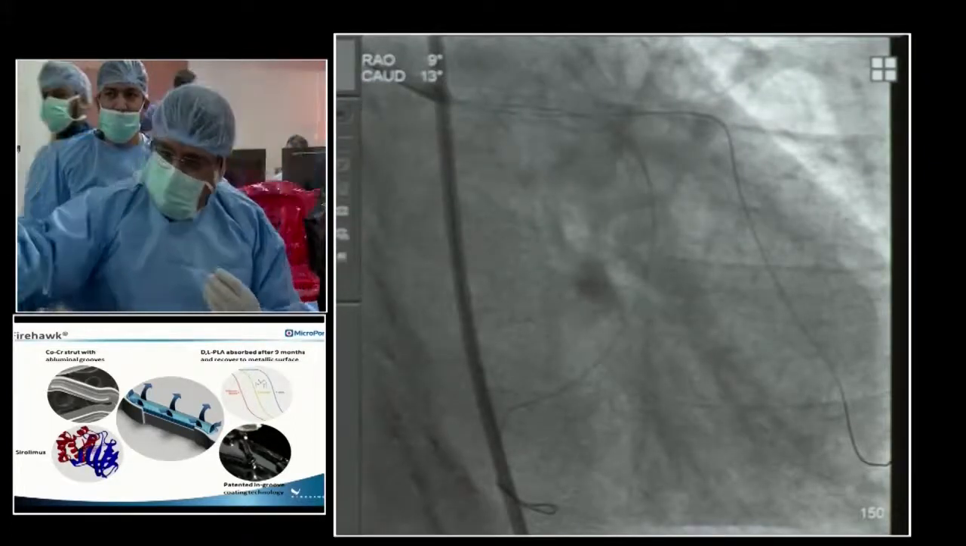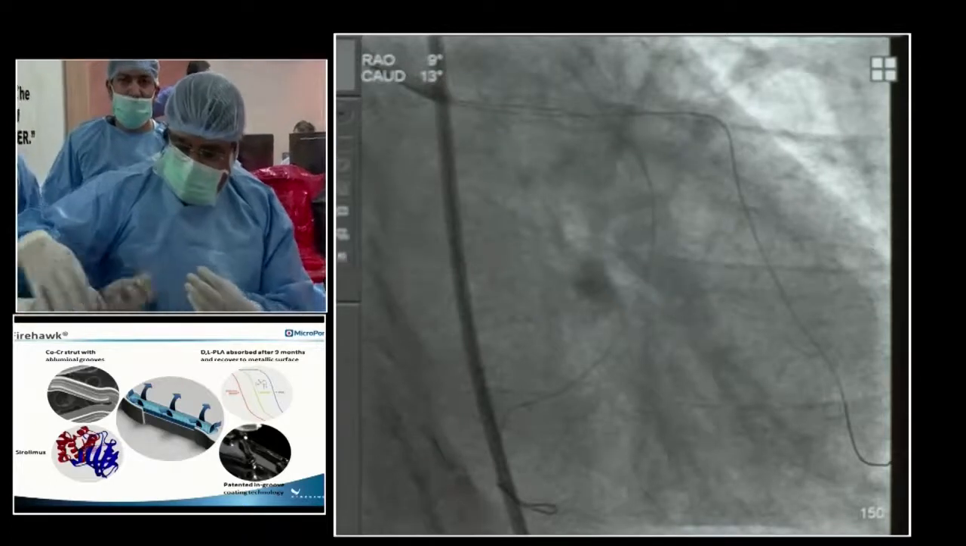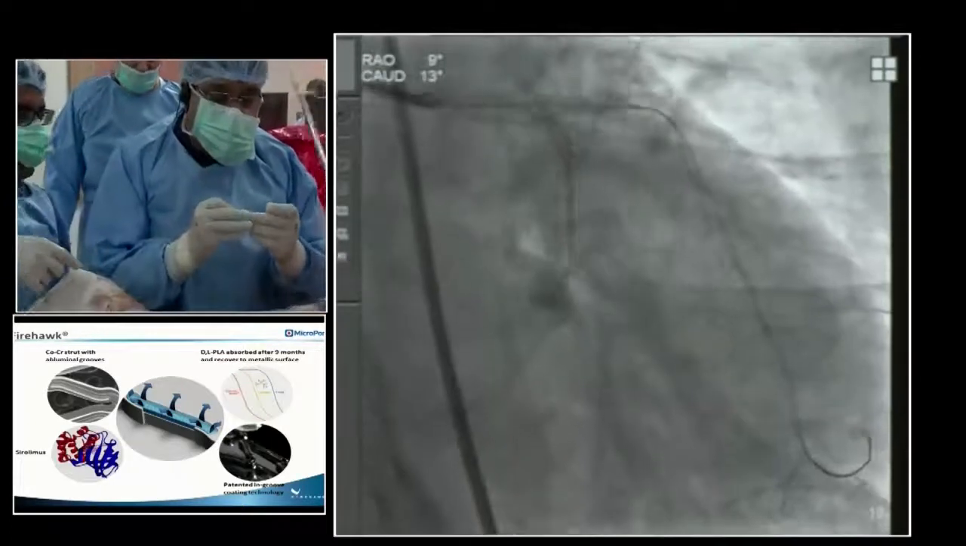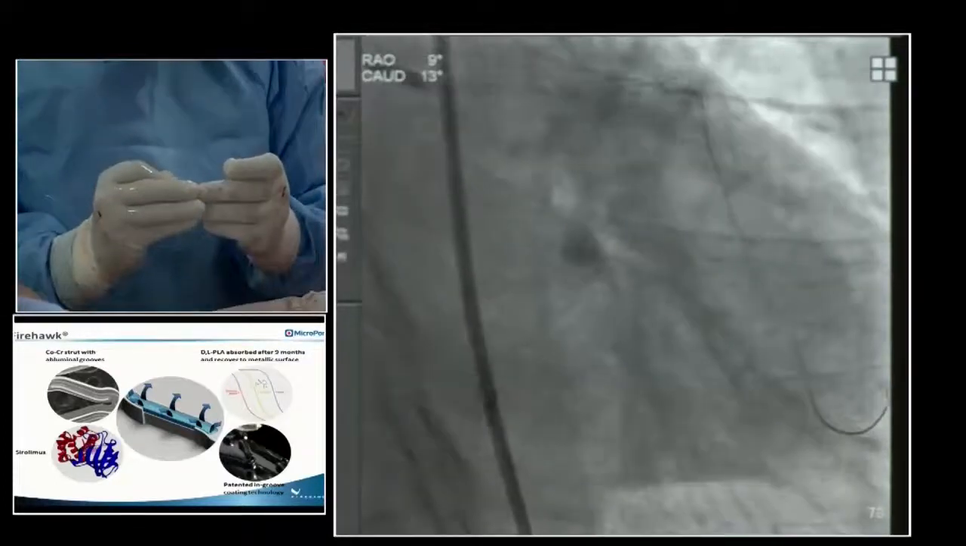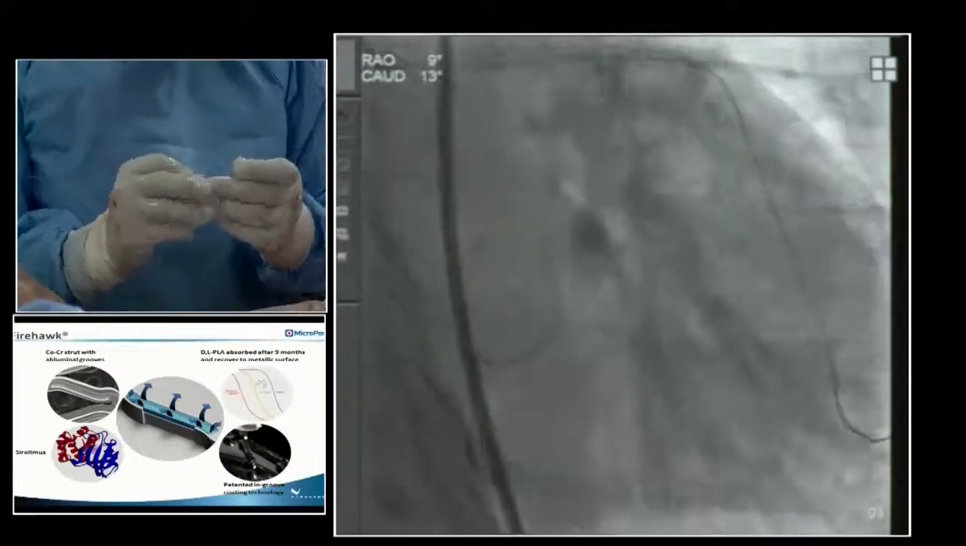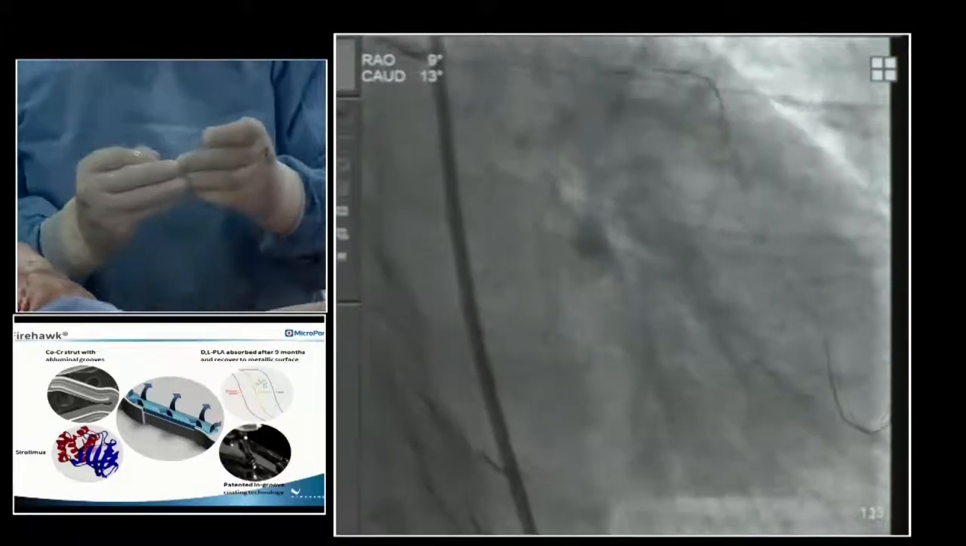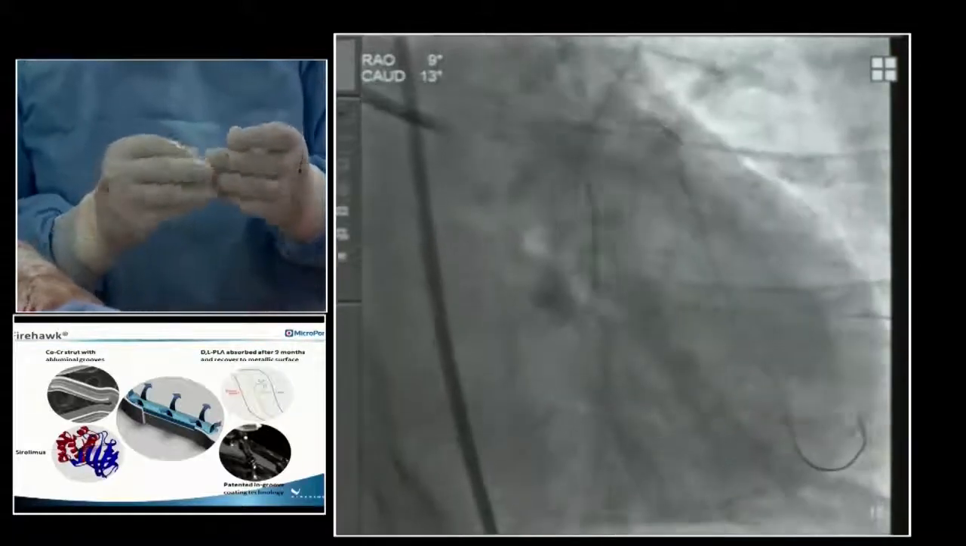Attention of the expert. So I'm taking a 3.5 millimeter non-compliant balloon. Just 2 to 3 minutes before the end of this session, Goel will come back with results of the previous case. Thank you.